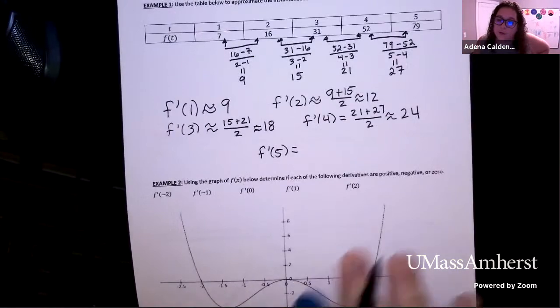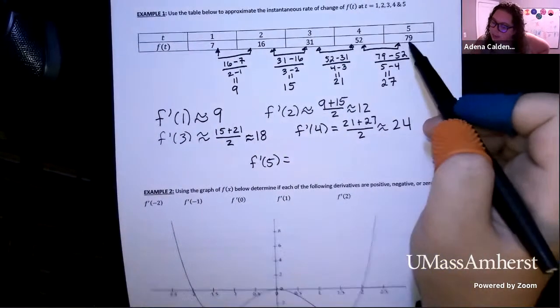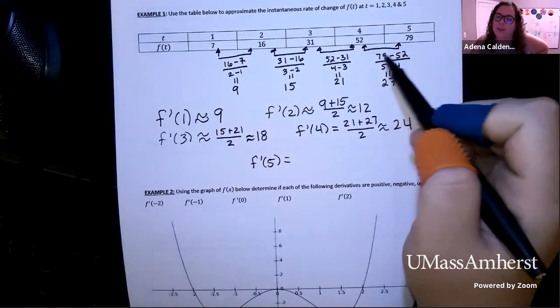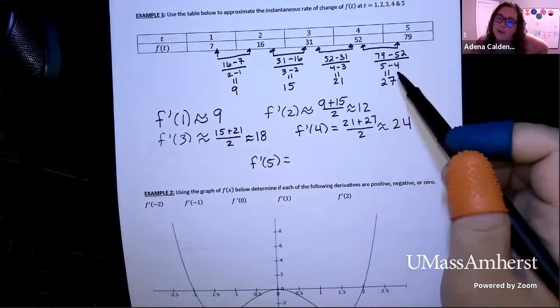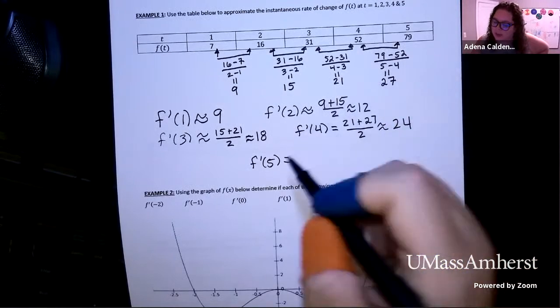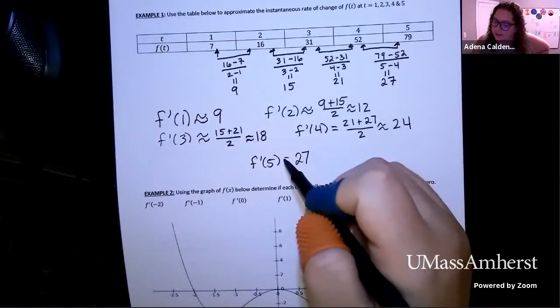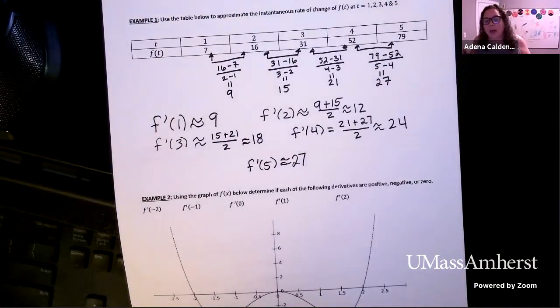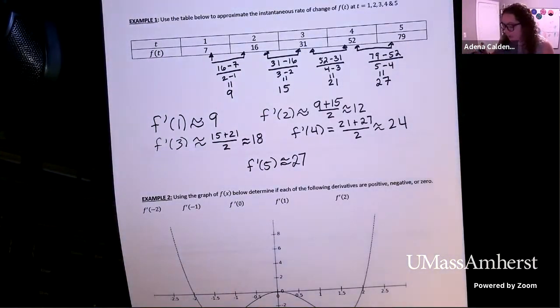And then last but not least, I'm going to go for the derivative at 5. And again, I only have one approximation. For 5, I only have the left-hand approximation. So I just have to use that to make my best guess. So f prime of 5 is 27. So that's how we start approximating instantaneous rates of change on a table.